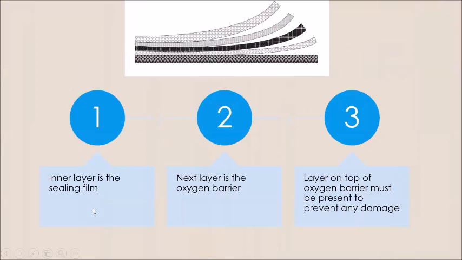The inner layer is the sealing film, and the middle layer is the oxygen barrier, through which no oxygen can pass. And the third or the top layer is to protect the oxygen barrier layer, so that if there is some kind of tear or something crashes through it, it is not directly damaging the oxygen barrier. Though it doesn't look like a 3 or 5 layered film, it looks like any other plastic or polythene. You can't make out the different layers.